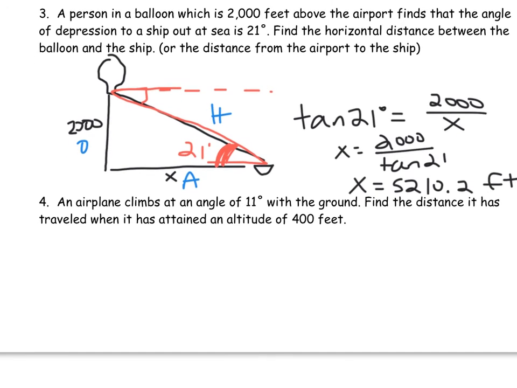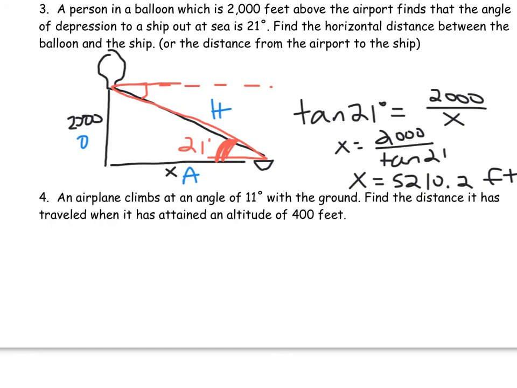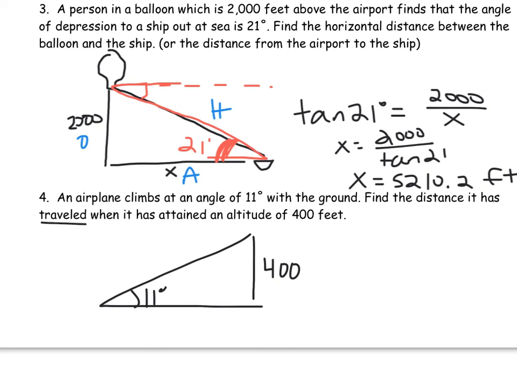Last, an airplane climbs at an angle of 11 degrees with the ground. Find the distance it has flown when it has attained an altitude of 400 feet. So an altitude of 400 feet is going to be talking about height. And I'm going to say that this is talking about the distance it has traveled. I'm going to think that means a flight distance. So where is your plane flying? Your plane is flying on the hypotenuse.